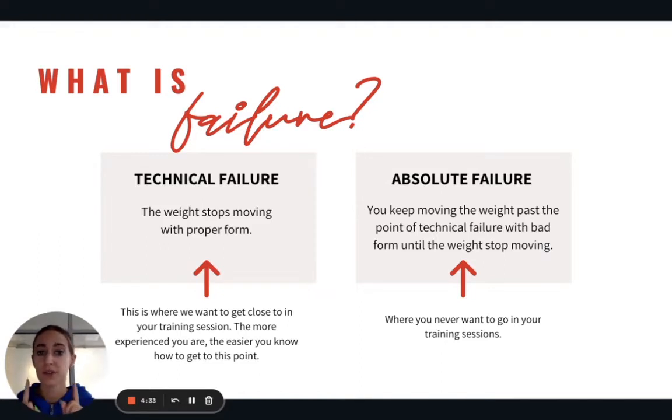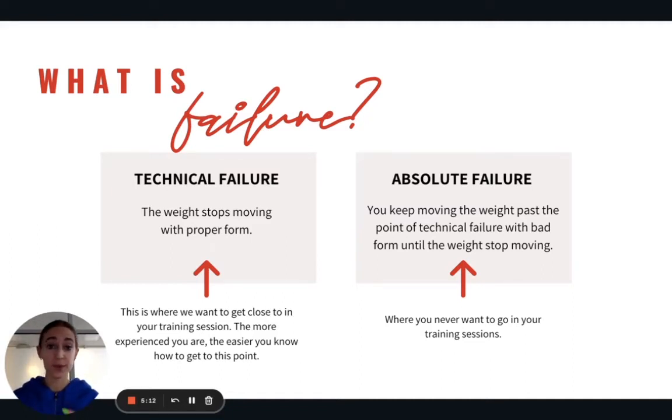So there are 2 different kinds of failure, one that we don't want and one that we are after. There is the technical failure and the absolute failure. Absolute failure is when you keep moving the weight past the point of technical failure with bad form. I see that with curls, hammer curls, or lateral raises, where the body starts to do some crazy movements just to get the weight up. This is absolute failure.